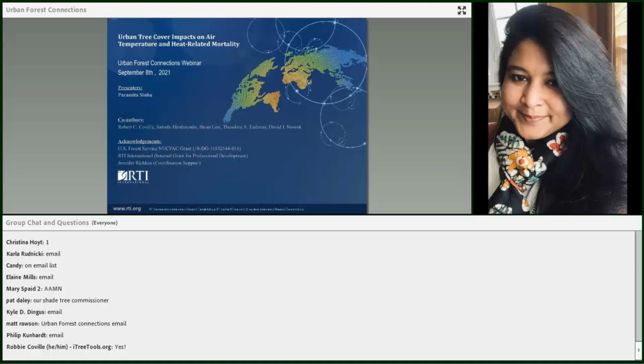Ravi Colville, Satoshi Hirabayashi, Brian Lin, Ted and Rennie, and Dave Novak. Three of them are on the line. Thank you for joining, guys. And we would like to acknowledge funding from the NUFWEC grant, of course, some internal funding from RTI International, and a lot of this work wouldn't have been possible if Jen Richfus hadn't made the connections and put together this team. So I would like to acknowledge all of them and I am presenting on everybody's behalf today.